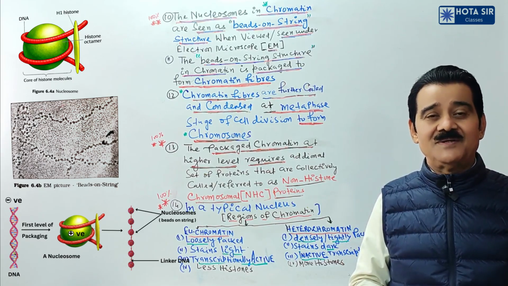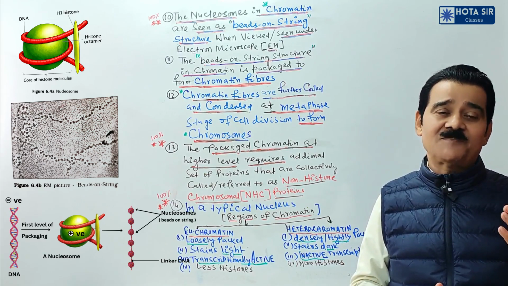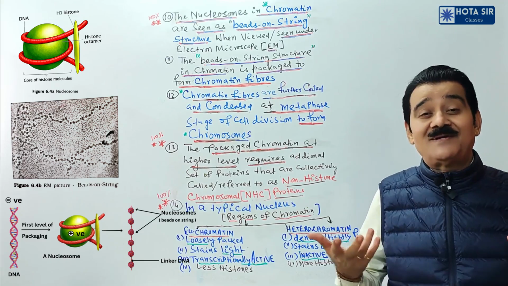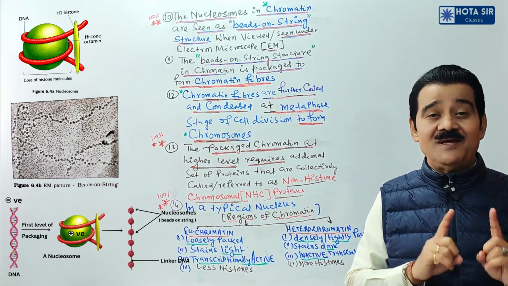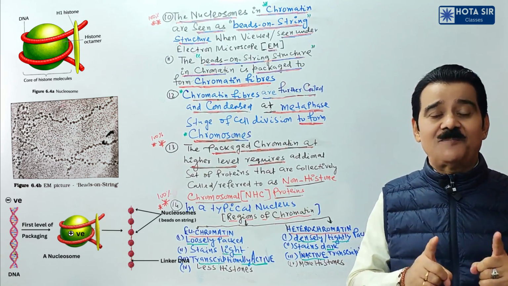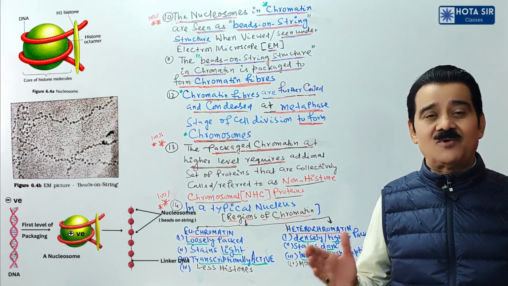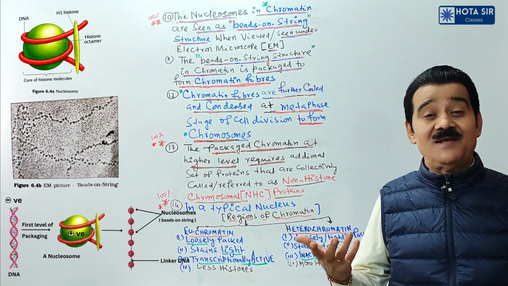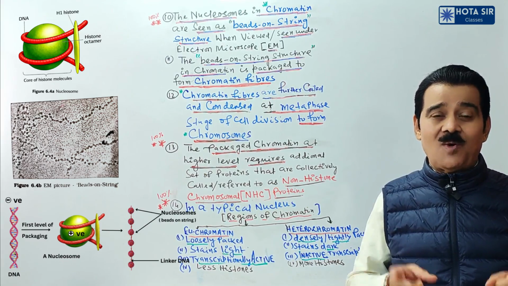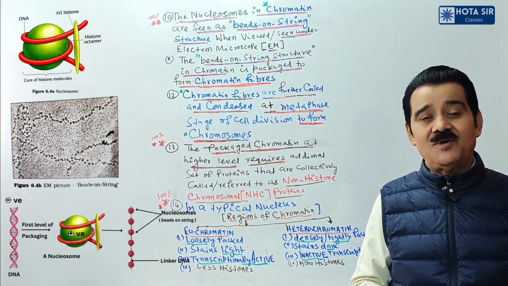Clear? Next. Euchromatin is transcriptionally active. Yes, anybody from the class? What do you mean by transcription, my dear children? DNA to RNA. So, euchromatin is transcriptionally active, while heterochromatin is transcriptionally inactive. These are the three differences given in NCERT. One extra additional point I am giving you.